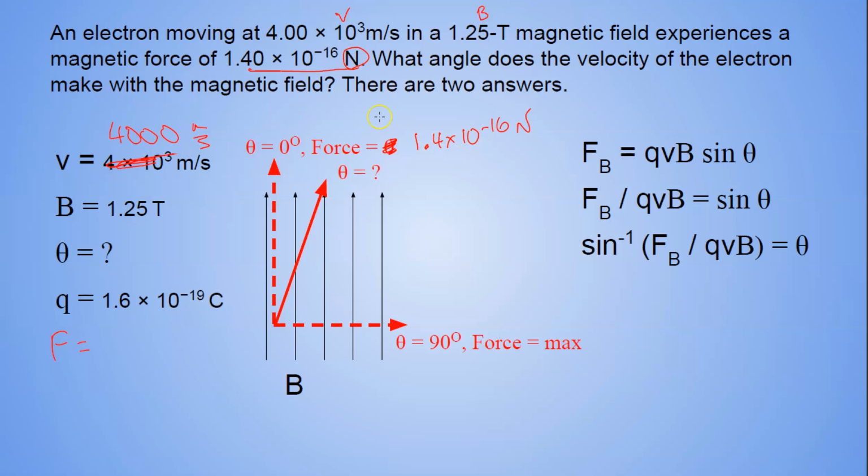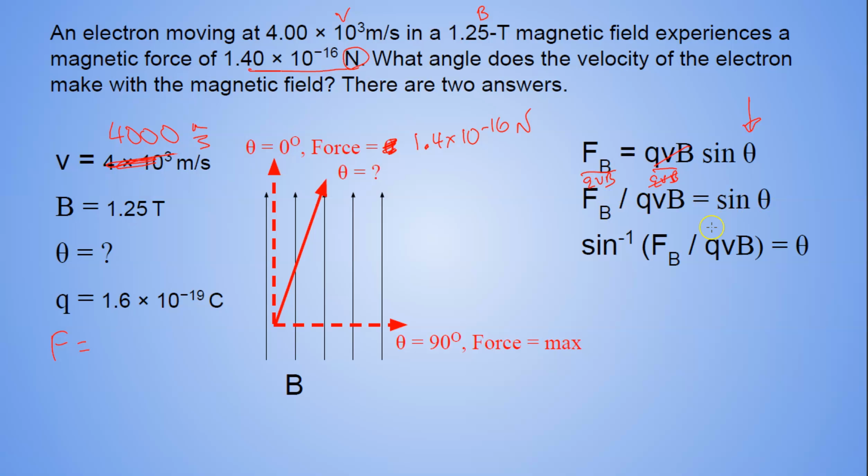Now remember that's a little bitty force, but we're talking about an electron, which has a very, very small mass. So we'll still get a pretty pronounced effect on this thing here. What angle does the velocity of the electron make with the magnetic field? Over here's our formula: F equals QVB sine theta. We want to find theta. So we divided both sides by QVB, canceled all that, and ended up with this right here.